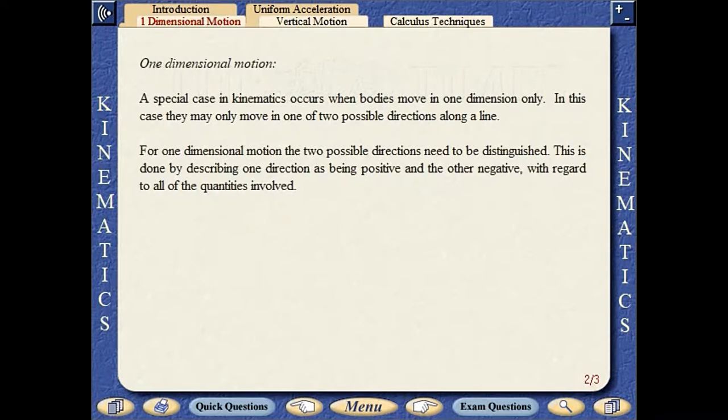A special case in kinematics occurs when bodies move in one dimension only. In this case, they may only move in one of two possible directions along a line. For one-dimensional motion, the two possible directions need to be distinguished. This is done by describing one direction as being positive and the other negative with regard to all of the quantities involved.